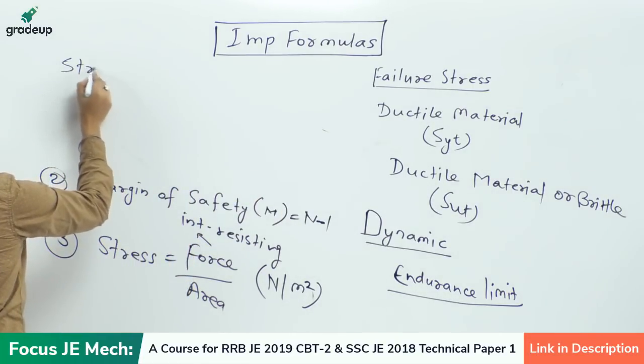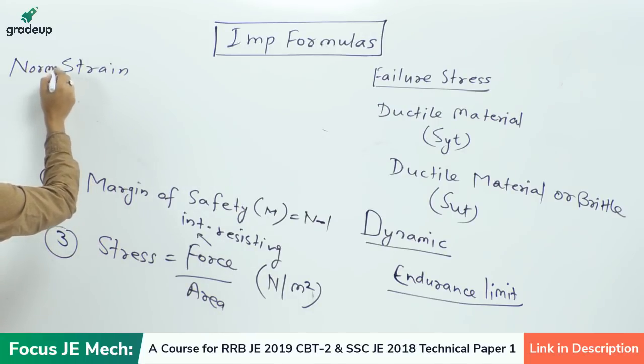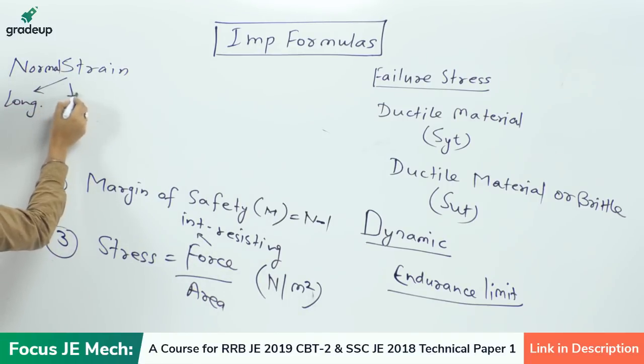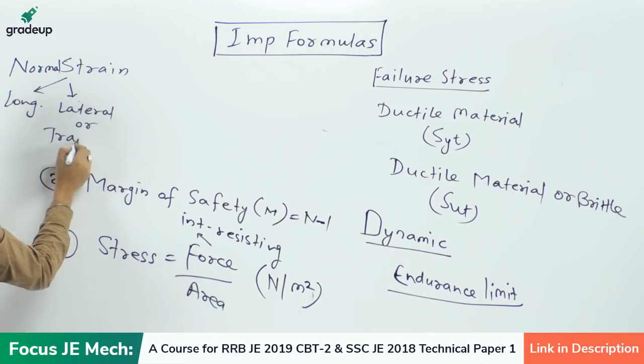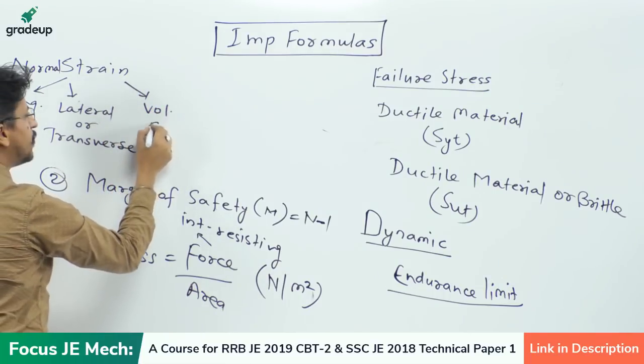Now we see the next formula for this, that is your strain. Okay, strain. Or you can say it's a normal strain we are talking about. So normal strain is basically of three types. Either it's a longitudinal or it's a lateral strain. Lateral strain is also known as your transverse strain, or it's a volumetric strain.